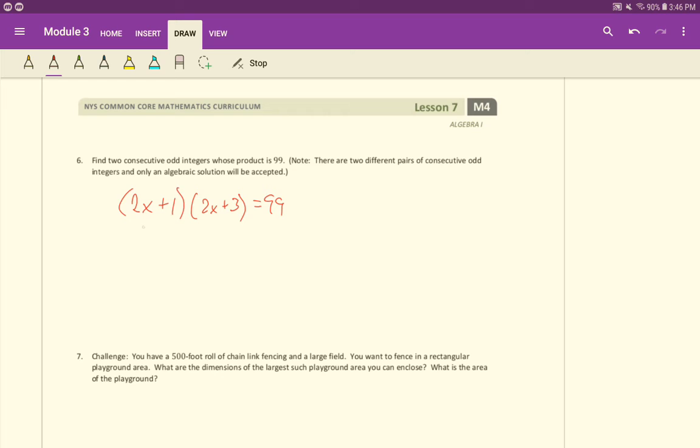So now we just multiply. Yeah, it's quadratic. So we get 4x squared. Let's see. So 2x times 2x, we get 6x plus 2x, so 8x. And then 1 times 3 is 3. Okay, subtract 99 on both sides.